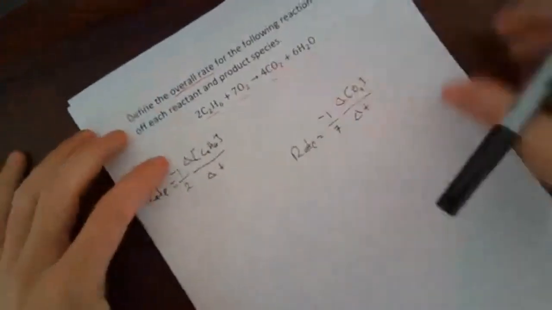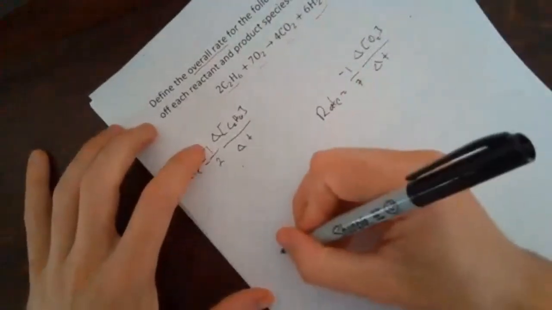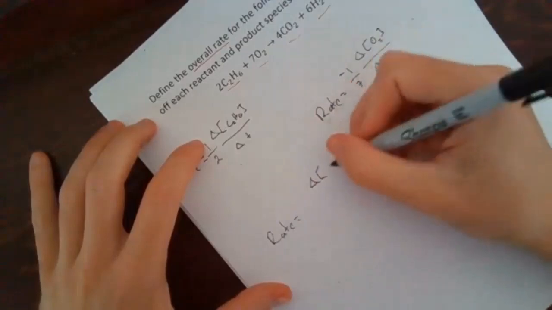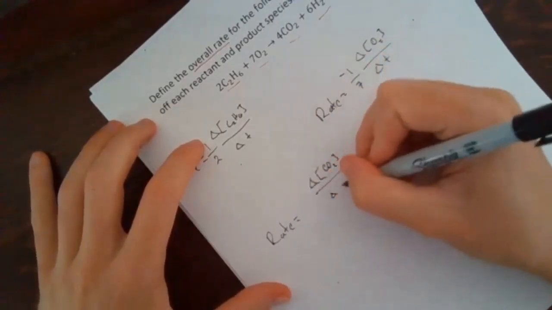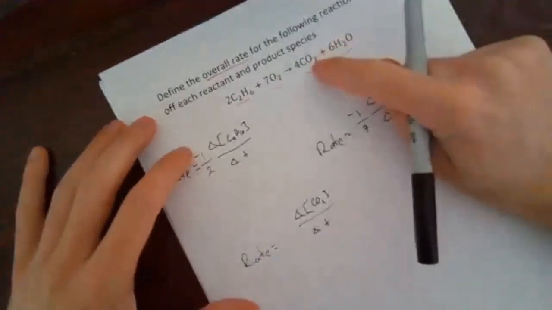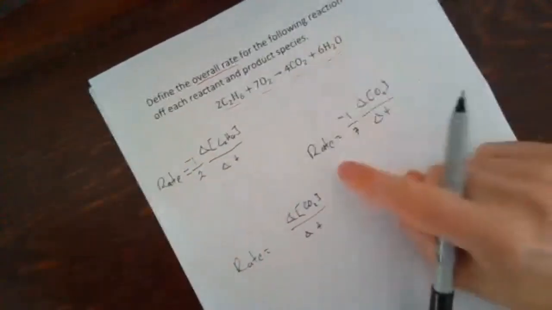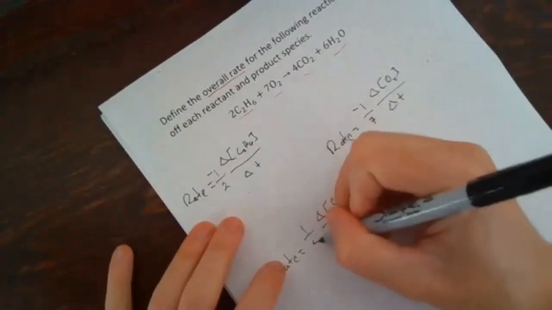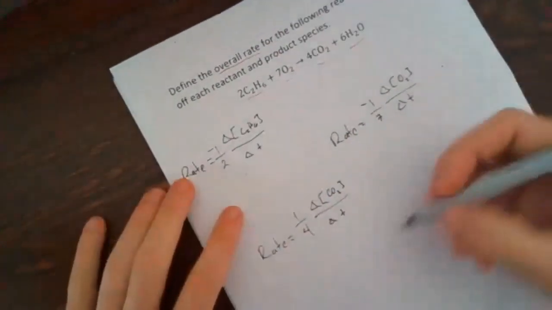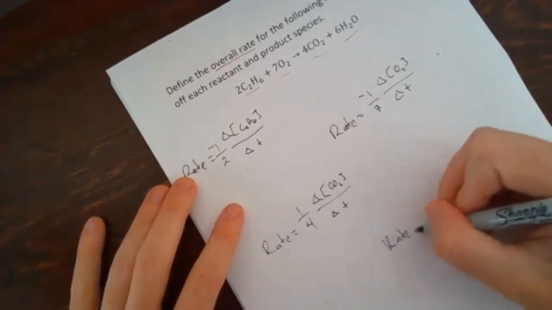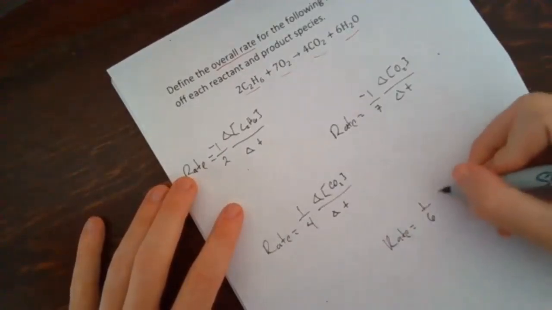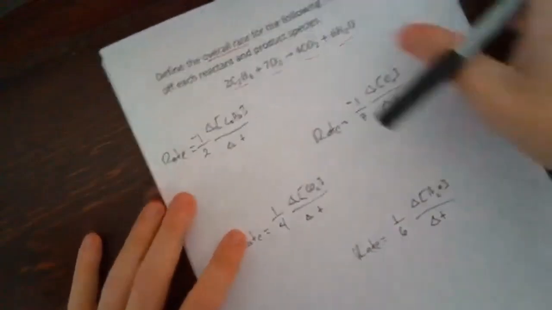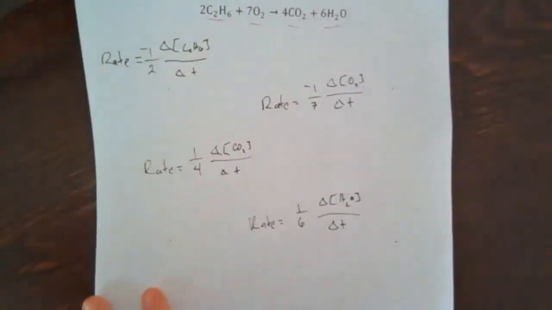I could do it for CO2. I know that the rate is 1/4 times the change in concentration of CO2 over the change in time. In this case, this is a product, so the concentration is going to be increasing. This number is going to be positive, so the rate will still be positive, but I still do need to divide by the 1/4. And then finally, I could do H2O. Rate is equal to 1/6 times the change in the concentration of H2O divided by the change in time. And so any of those are going to work.